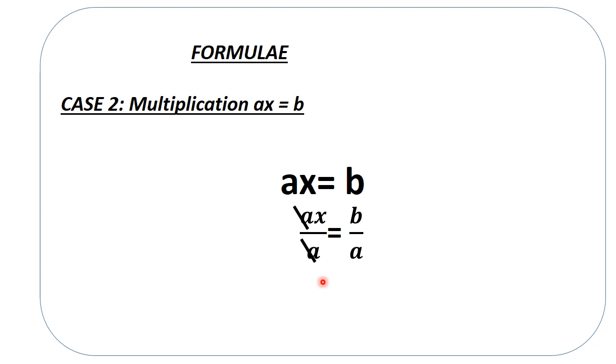And always remember, this works when the thing you want to cancel is attached to the wanted one, not by plus, not by minus, but like this, or by multiplication. That's the only way it works. So when we do this, what you're going to remain with is x is equal to b over a. If you can divide b by a, then you can go ahead. But in this case, we don't know what b is and what a is, or we cannot divide b by a. So we leave it like this. This is our answer.